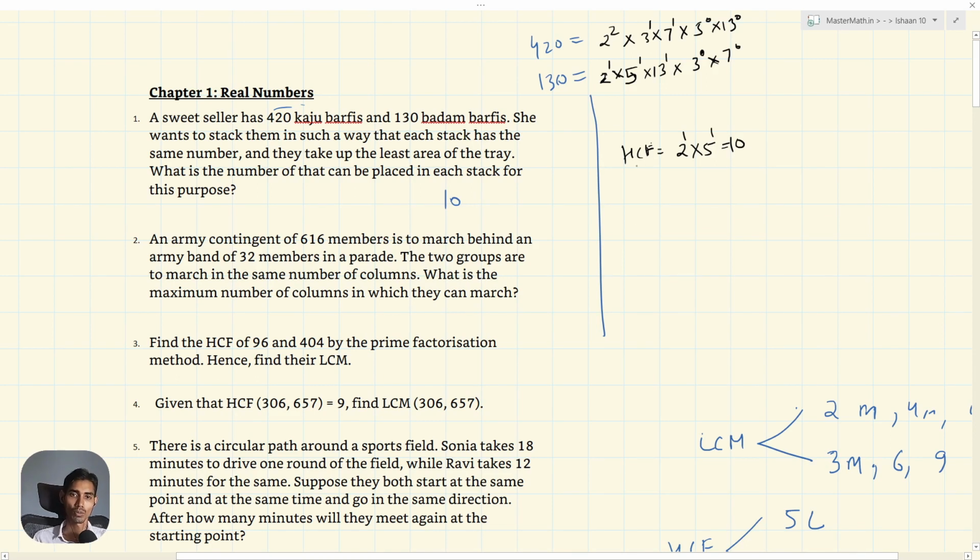So, 2 power 1, 5 power 2, 3 power 0, and 5 power 0. Wait a minute. What was the first factor? 2 power 2 and 3 power 1 and 7 power 1. No, 2 power 1, 3 power 1, 5 power 1, and 7 power 1. Okay, wait, no, 2 squares, sorry. So the lowest is, for 2 it's 1, for 3 it is 0, for 5 it's 1, 7 is 0, 13 is 0.